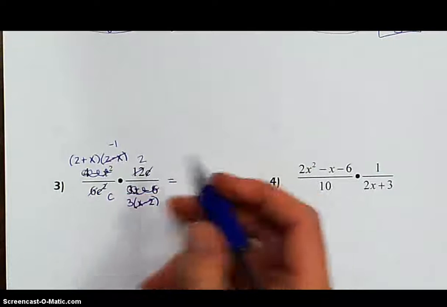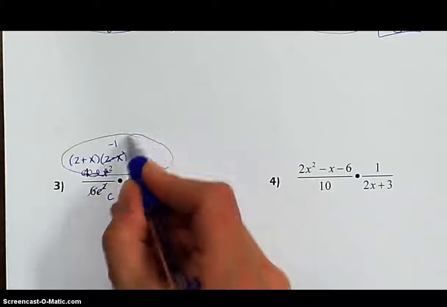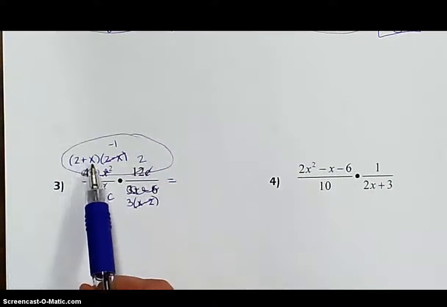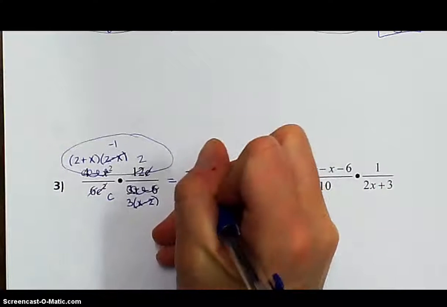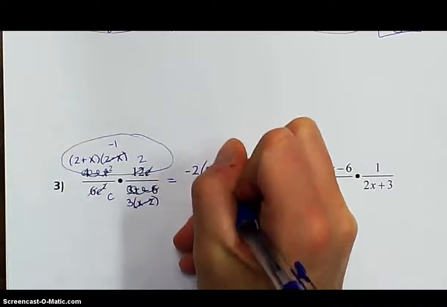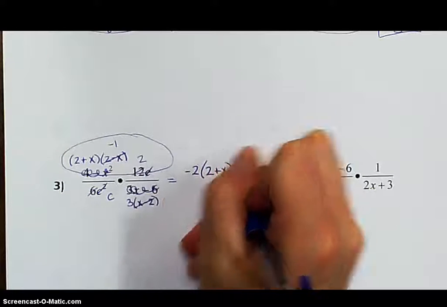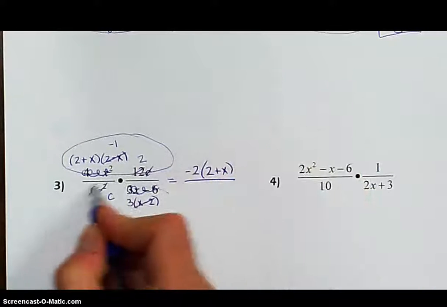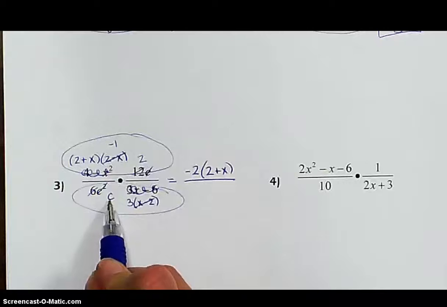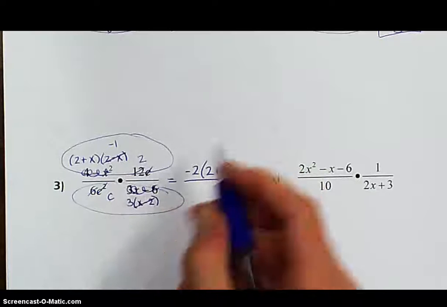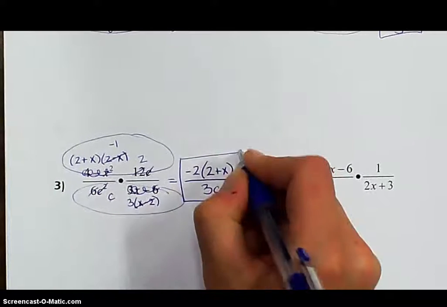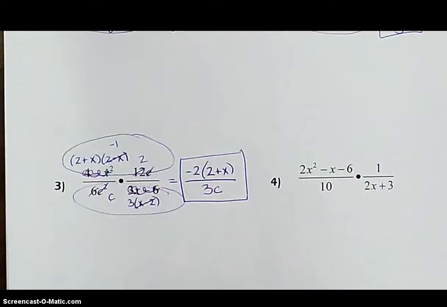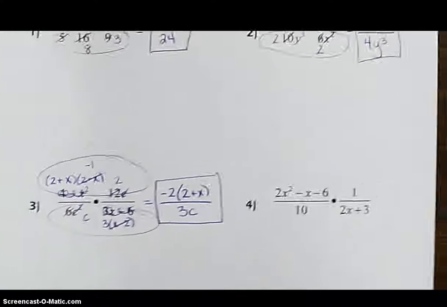All right, so now we're going to combine everything in the numerator. So x plus 2 plus x times -1 times 2, that gives us a -2, 2 plus x, all over. And then what's left over in our denominator? We have a c and a 3. C times 3 is 3c. And we've got it. Okay, let's try another one.